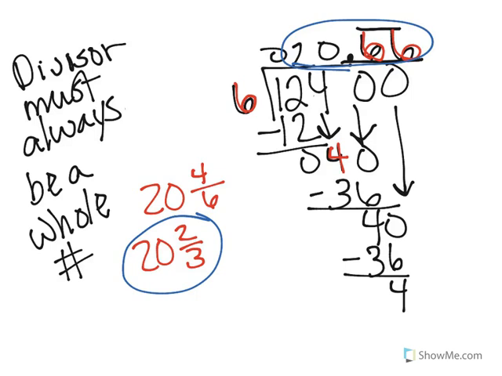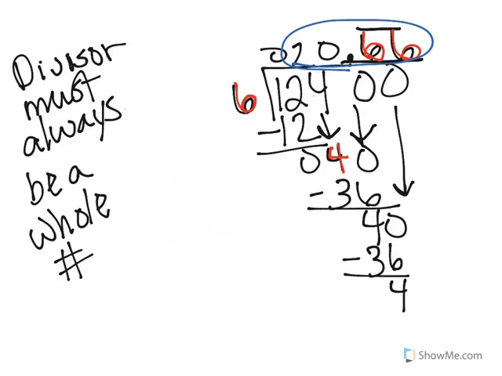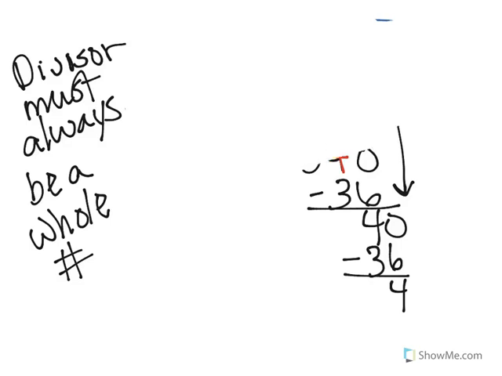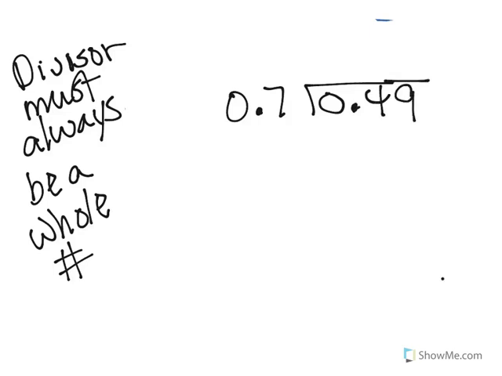Now, let me do one more. Just say I had this. Now, as you can see, I have a small issue here. I have a decimal in my divisor, so I'm going to multiply by 10, because I just need to move it over one place to the right.